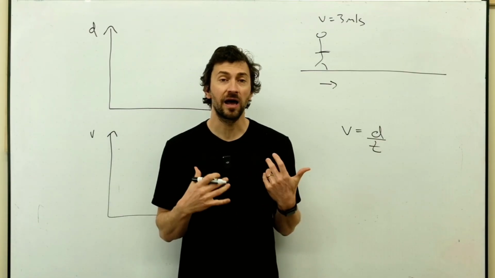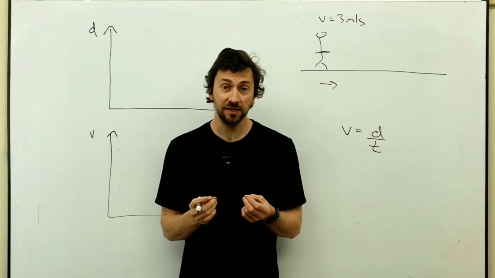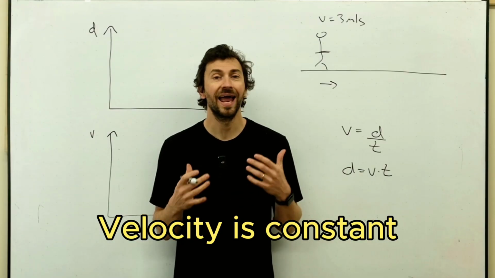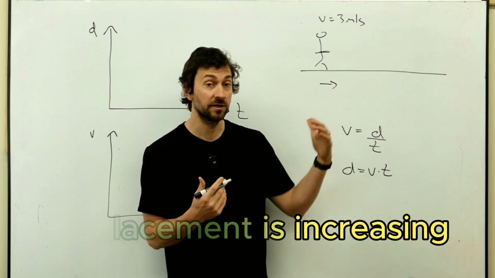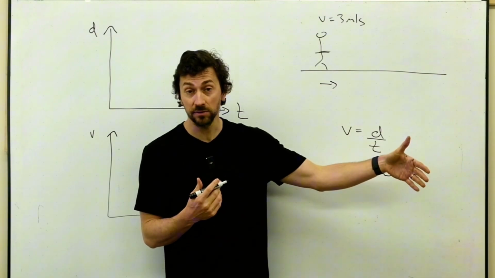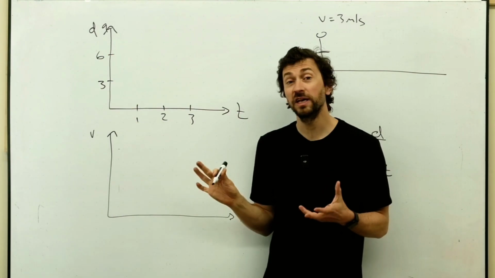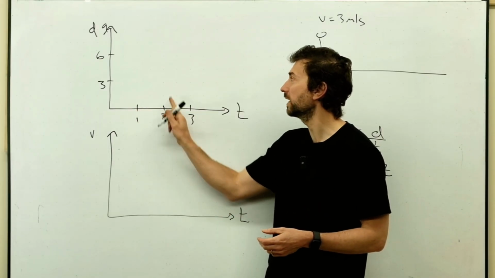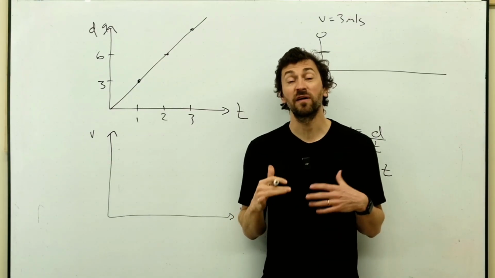We could remember that velocity is distance over time, or distance is velocity times time. So basically, velocity is constant and the distance is going to be increasing. After 1 second, this person's going to walk 3 meters. After 2 seconds, they're going to walk 6 meters. So I can even put numbers on here: at 1 second, 3 meters, 2 seconds, 6 meters, and so on. So the displacement time graph looks like this.